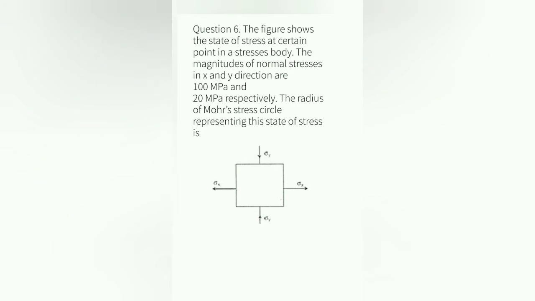The figure shows the state of stress at a certain point in a stressed body. The magnitudes of normal stresses in x and y directions are 100 megapascals and 20 megapascals respectively. The radius of the Mohr circle is to be determined. Sigma x is plus 100 and sigma y, since it is compressive, is minus 20 MPa. So the radius of the circle, which is the tau max, will be (sigma 1 minus sigma 2) by 2, that is (100 minus (minus 20)) by 2, that is (100 plus 20) by 2. So the Mohr circle radius would be 60. So this was a very straight question asked in the GATE.